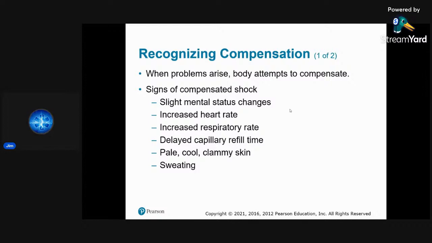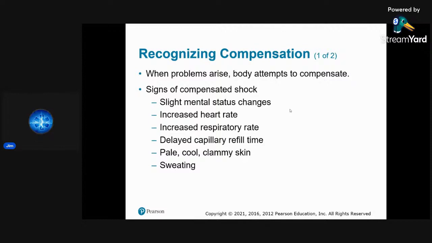We want to recognize compensating shock, right? There are three levels of shock, and we're going to go into that a little bit. Now, there is a whole chapter devoted to shock, so we're not going to go into great detail on this chapter. When problems arise, the body attempts to compensate. We talked about homeostasis, right? It wants to stay in that neutral position, so it's going to compensate. Signs of compensating shock: slight mental status changes, increased heart rate, increased respiratory rate, delayed cap refill time, and pale, cool, clammy, sweaty skin.